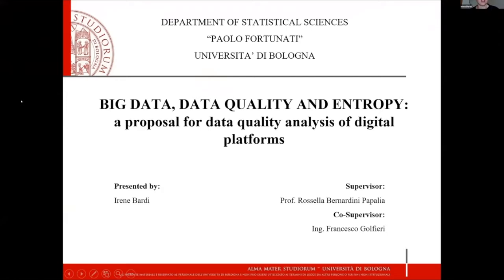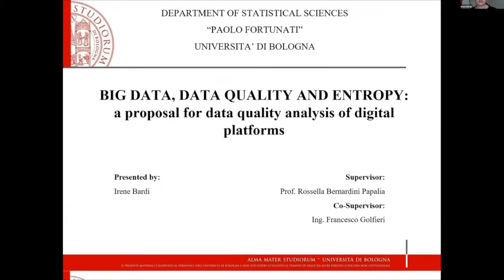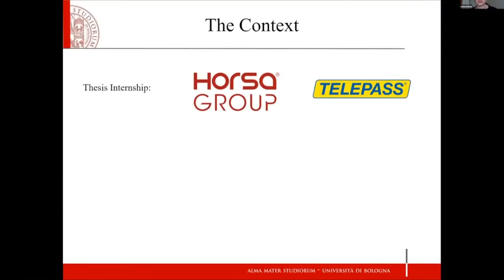Okay. Hello to everyone, and thank you very much for giving me the opportunity to participate in this interesting workshop. I will use my time to describe the project that I was involved in for my master thesis. I had the opportunity to do my master thesis at Orsa Group, an Italian company working on information and communication technologies. I worked with the project team in charge of managing data for a specific client, Telepass SPA, which is an Italian company operating in the mobility field.